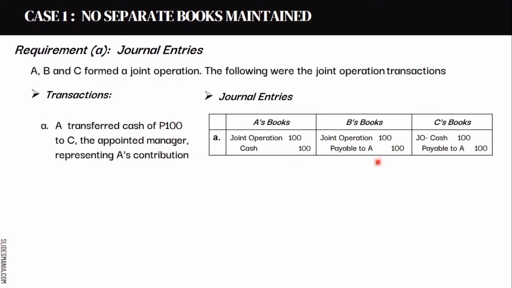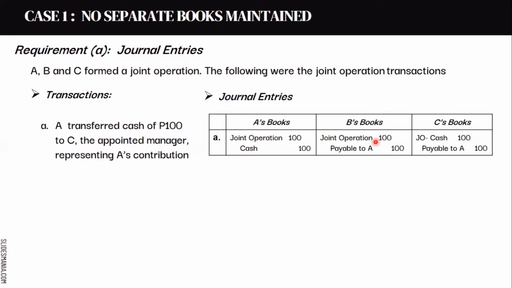Kasi pag hindi nag-push through or hindi natuloy ang joint operation o kaya naman hindi nagamit yung kinontribute na pera ni A, ibabalik po yan ng joint operation kay A. At kung mapapansin natin, si B hindi naman siya involved sa transaction, ni hindi siya na-mention, pero nag-record siya. Ganun po kasi talaga sa no separate books maintained. Kasi at the end o kaya pag na-complete na ang joint operation, dapat yung joint operation account ng bawat parties is magtatali. Ibig sabihin, dapat parehas ng amount, dapat balance. At kung hindi yan balance, kinakailangan po nila magkaroon ng reconciliation.